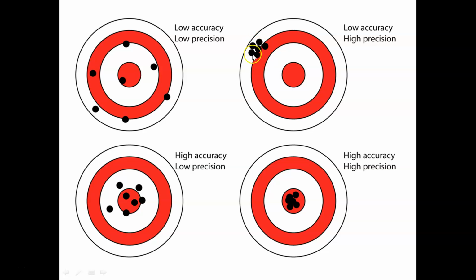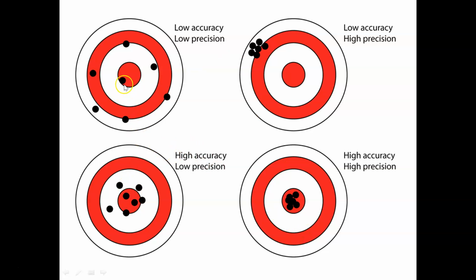So over here they're closely clustered together, high precision. Over here they are closely clustered together, high precision. But over here they are kind of all over the place. They're not clustered close to each other, and definitely not here either. So that's why it's low precision in both these cases. Alright, so accuracy refers to how close your data points are to the true value, while precision refers to how close your data points are to each other.